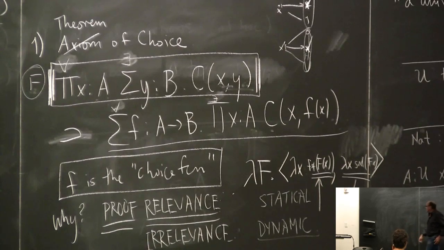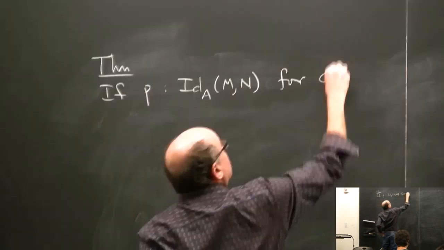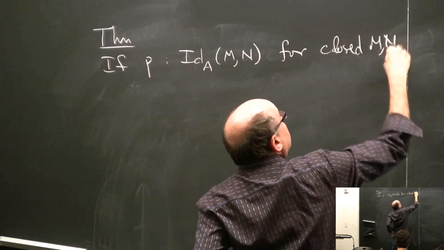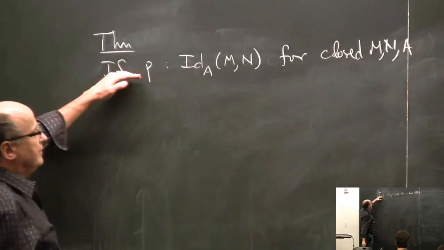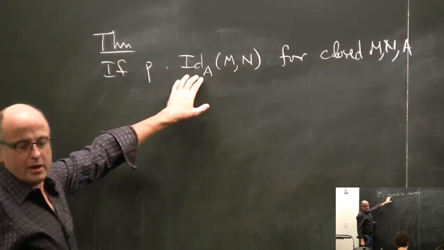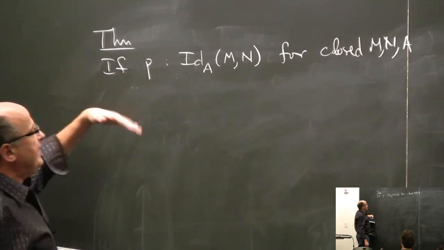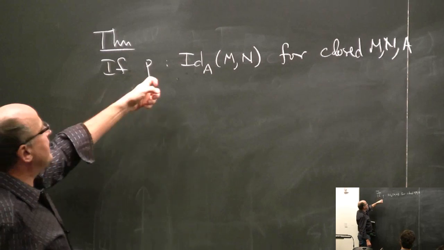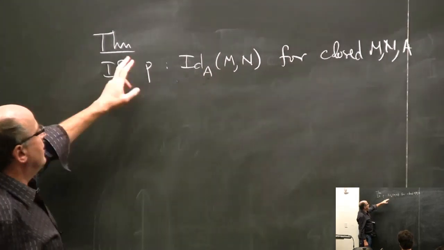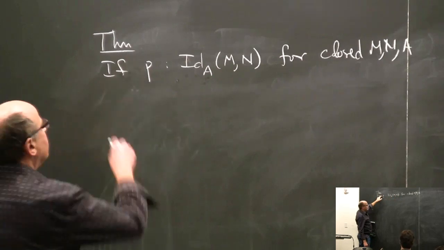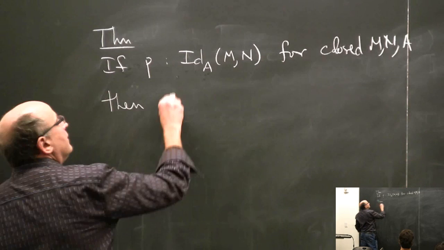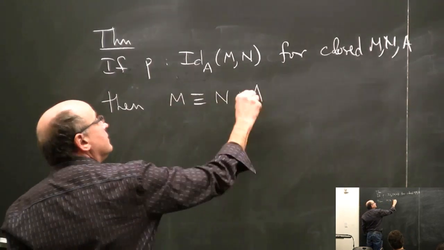Okay, let me just check. Yes. So it's a theorem of Martin-Löf's that I'm not going to prove here. That if you have a proof of an identity for closed M, N, and A, in other words, you have an absolute proof of an equation. In other words, there's no hypotheses around. That's all I'm saying. If I have a proof that's not under hypotheses, so I just have, in the ordinary parlance, a theorem. If I have a theorem, then M is equal to N in A, whatever A is, and P is the proof of that theorem. Then here's what you're not going to like. M is definitionally equal to N in A.